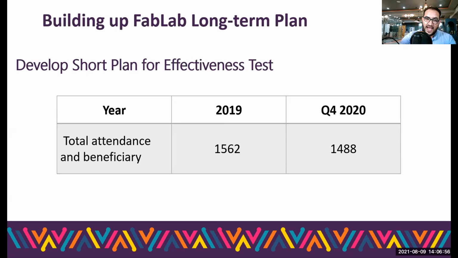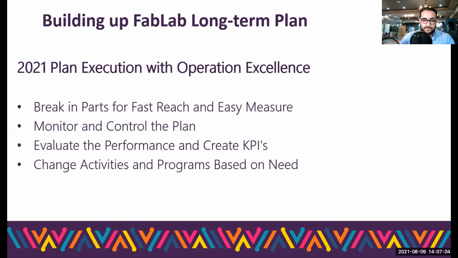After we successfully have this, we start building up and executing the plan in reality by the beginning of 2021. And we decided to do this with operational excellence in order to make sure that we will be able to improve our operation, and we will reach the sustainability we are looking for. And this is the main part of operational excellence: having a plan, doing the plan, checking the plan and how we are doing it, and at the end, adjusting the plan based on need.